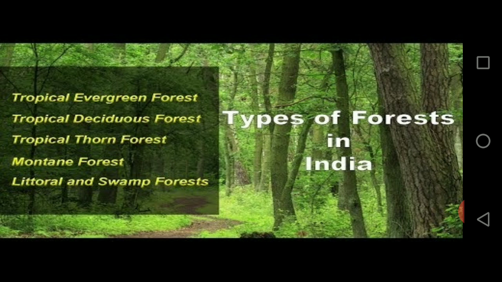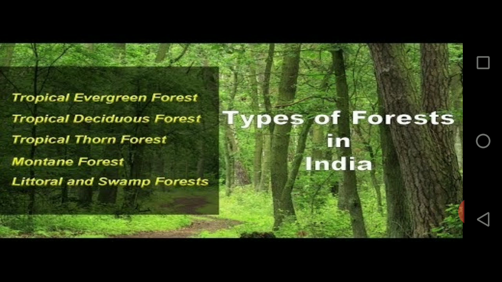Today we are going to learn about the types of forest. Forest, we are clearly aware, is made up of various types of trees, plants, and grasslands. Now these forests all over the world are not the same. They are of various types.